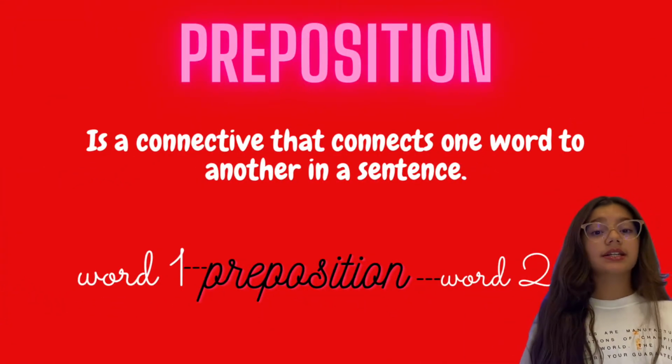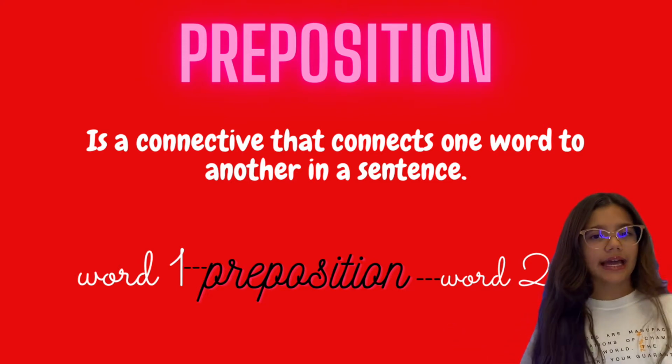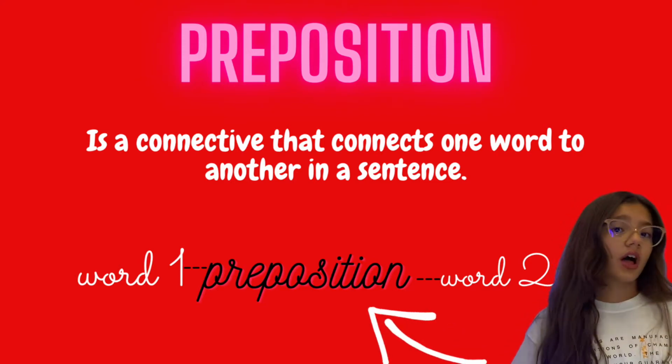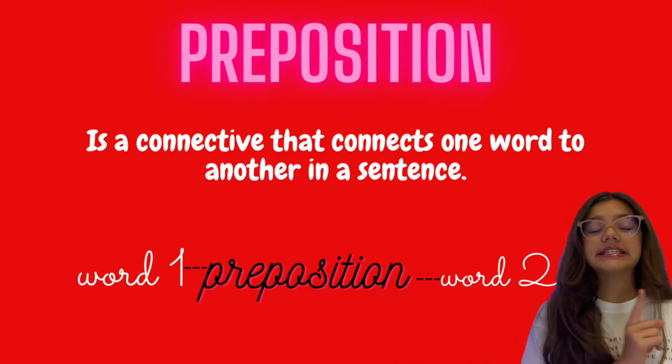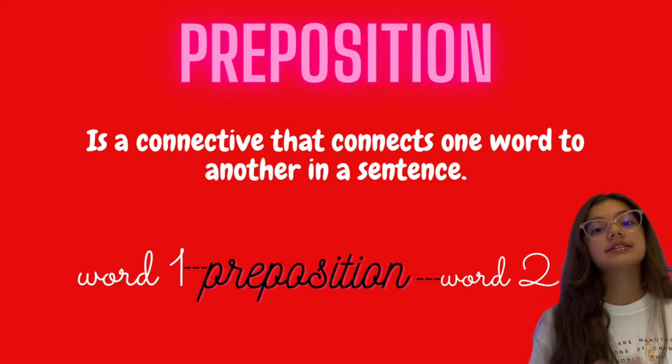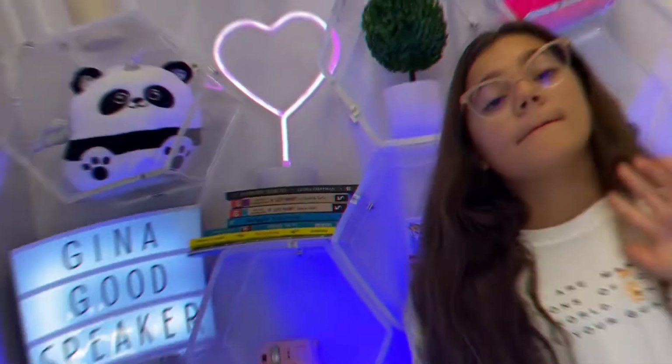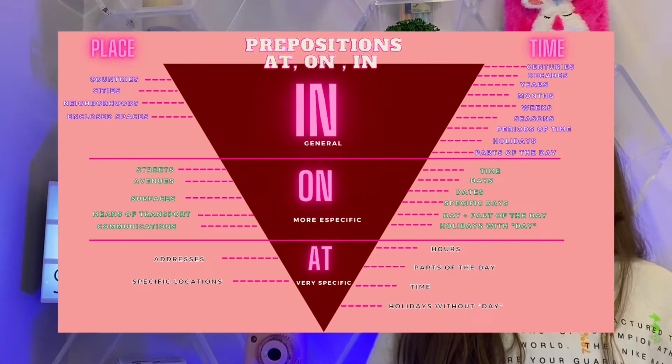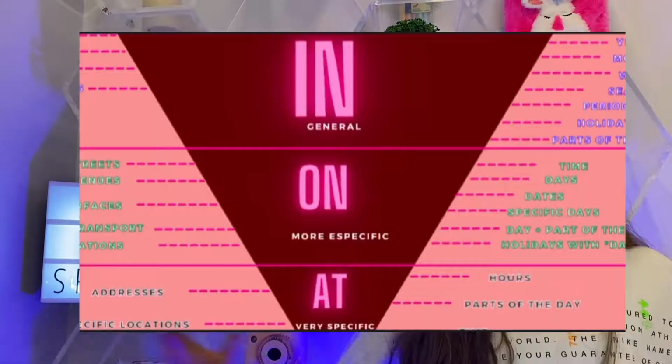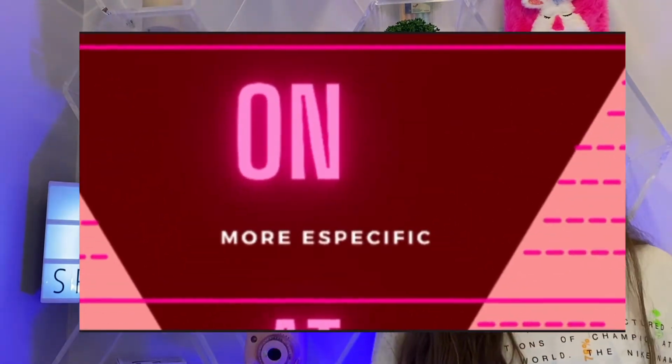A preposition is basically a connective that connects one word to another in a sentence, and in this case, indicates time and place. Many prepositions tell you where something is or when something happened. Let's see our pyramid and notice that the order goes from more general to more specific.